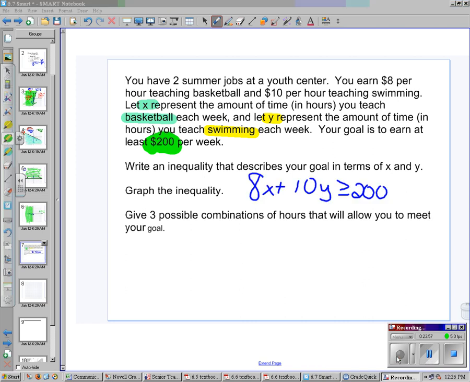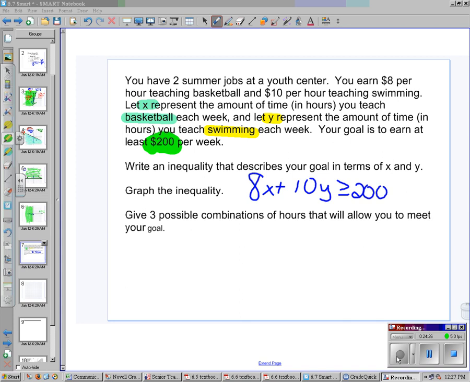Yes, 8x plus 10y greater than or equal to 200. Everybody had them on the boards. Very good. We have $8 times every hour that you're teaching basketball and $10 times every hour that you're teaching swimming. When we add that money together, it says at least 200, so that means it can be more than 200, but it can also be equal to 200. So please make sure that you have that down.